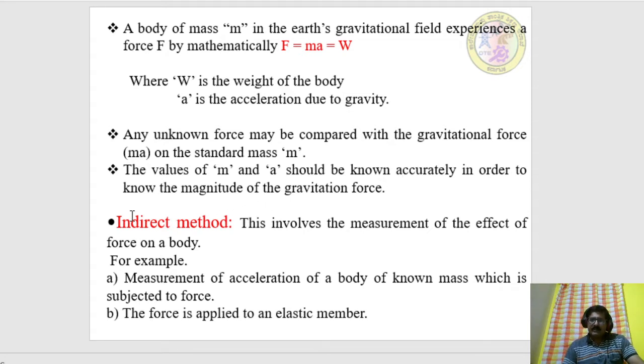Now, look into an indirect method. This method involves the measurement of the effect of force on a body. The best example for this is measurement of acceleration of a body of known mass which is subjected to a force. And in another way, I can give one more example. The force applied to an elastic member is also a best example for the indirect method.